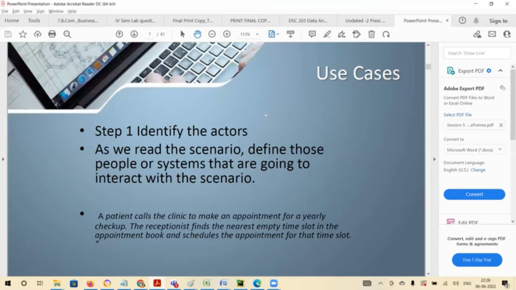Let's say you take help of someone to do a transaction on an ATM card. Let's say you don't know how to do it. First time you are there, you take someone. That someone is not an actor. Okay, for some reason you are taking the help, but you are the actor in that ATM. Similarly, here patient is the actor, right?